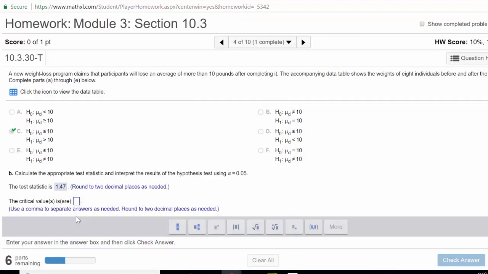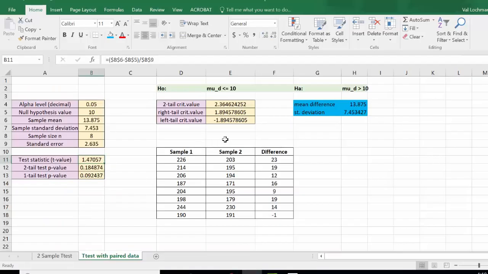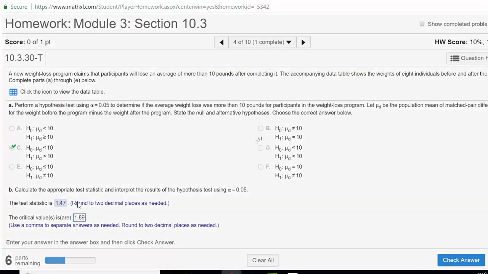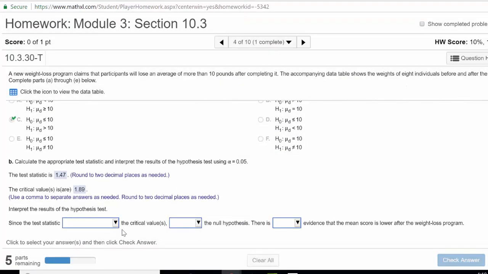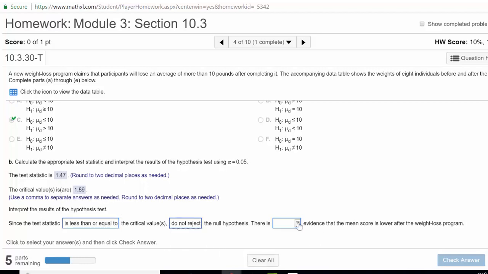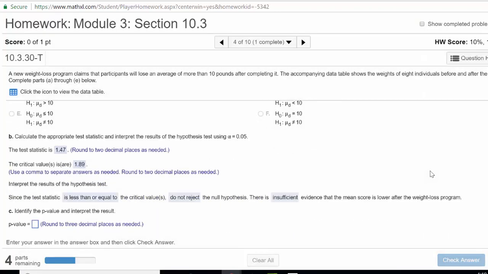Looking great. Critical value, again, this is a right tail test. 1.89. That didn't change. Since the test statistic, this value right here, is less than 1.89, we do not reject the null hypothesis again. There is insufficient evidence to claim that the mean weight loss is greater than 10 pounds, right?